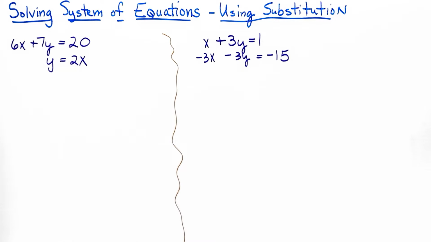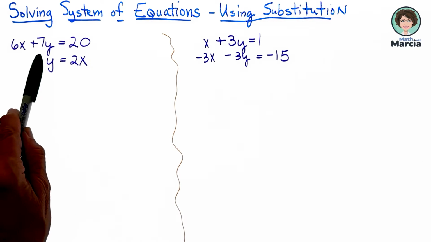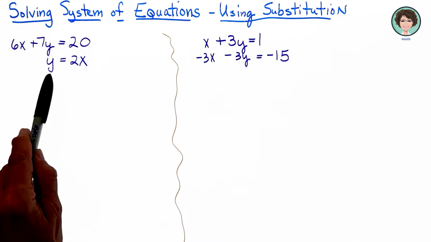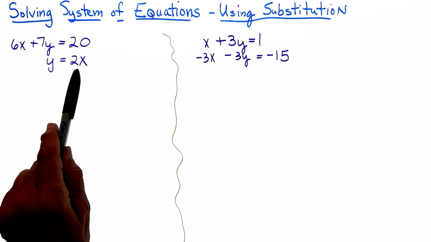This lesson is solving a system of equations using substitution. When you have two equations given to you, you're looking for a value for x and y that will make both equations true. So for this method today, we're going to solve by substitution. My first equation is 6x plus 7y equals 20. And my second one in the system of equations, these two are tied together, is y equals 2x.